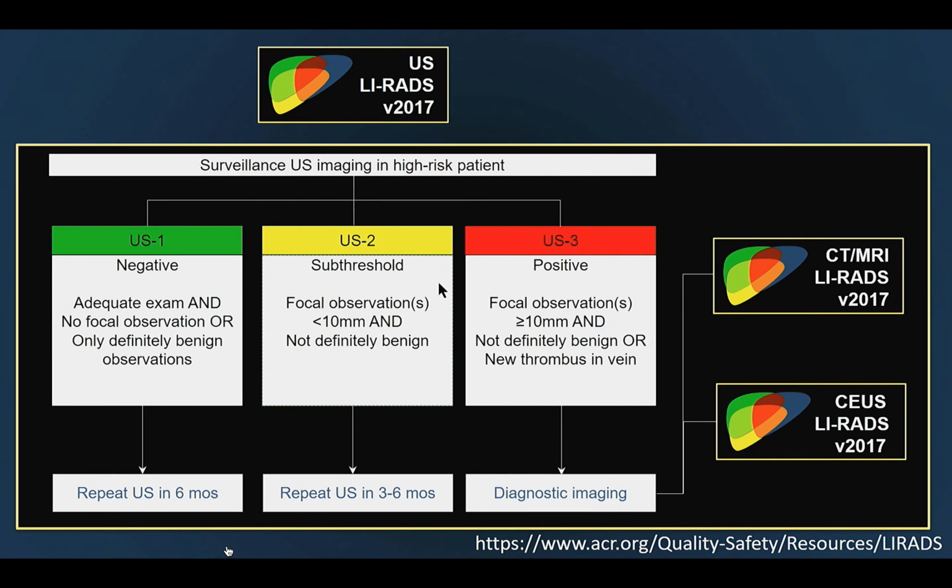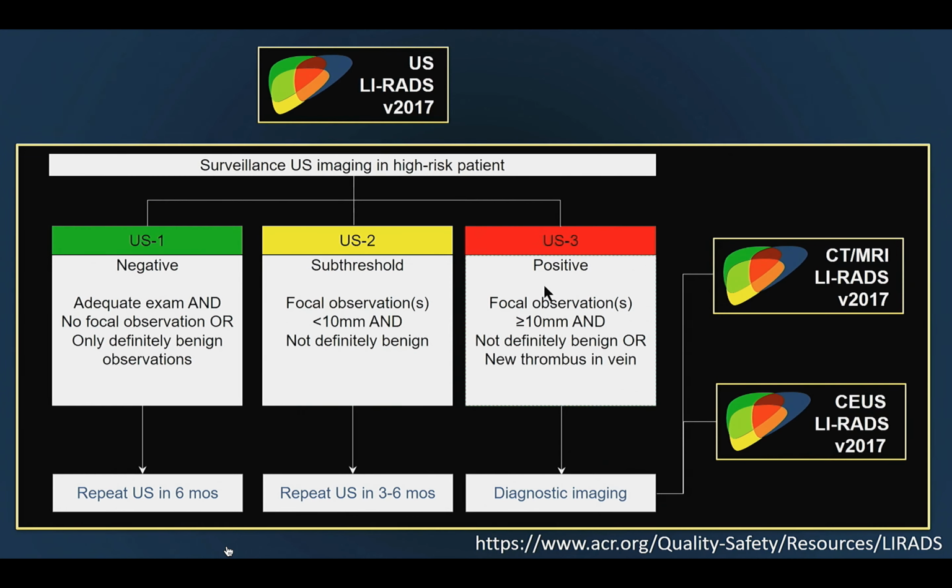US 2 is subthreshold, so those observations that are less than a centimeter and not definitely benign. And so those people end up getting a shorter interval surveillance depending on institutional practices. And then we have the positive examination. So an observation that's greater than 10 millimeters and not definitely benign, or if they see a new thrombus in vein, because we want to make sure that that may not represent tumor in vein as opposed to a bland thrombus. And so once you become positive in this algorithm, then you move to a diagnostic imaging algorithm, which is going to be either your CT-MRI LIRADS or CEUS, depending on what's available at your institution.